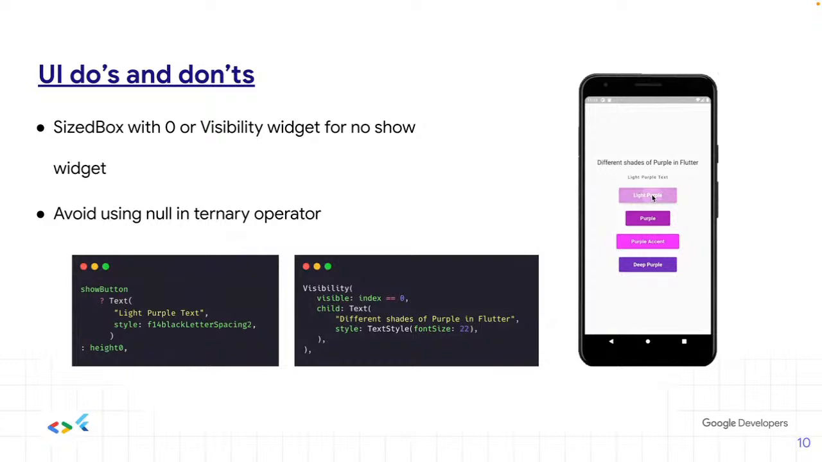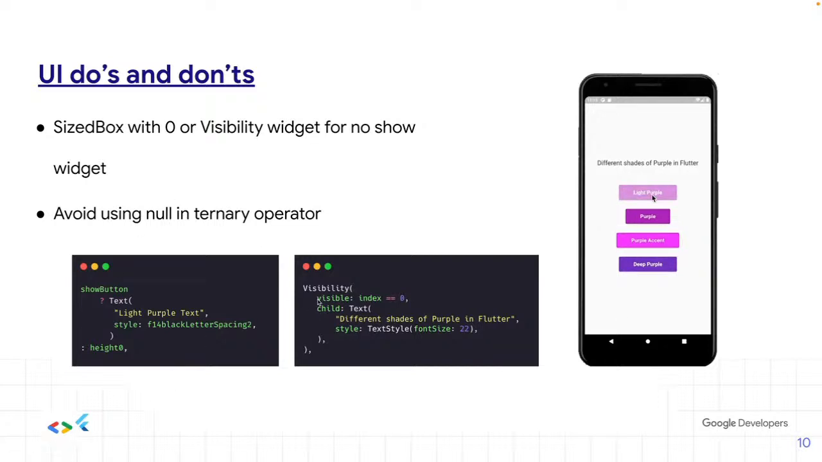Now, when I click on the light purple button, show button variable is true, and that's why you're able to see light purple text. When I click on it again, I'm going to make show button as false. And that's the reason you're seeing there an invisible container. That is, it's just empty there.